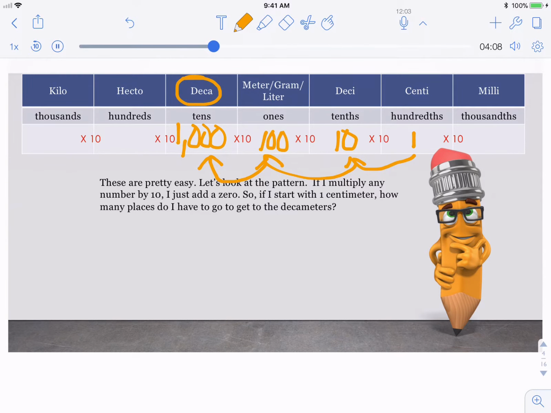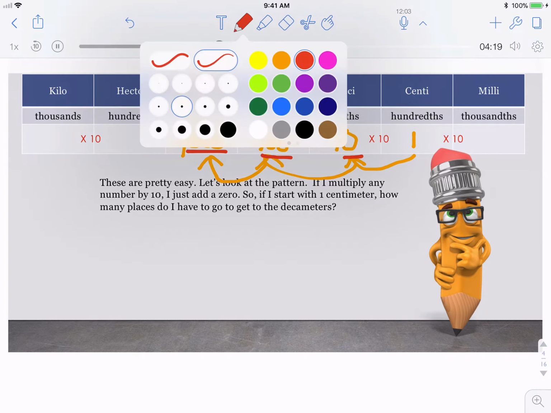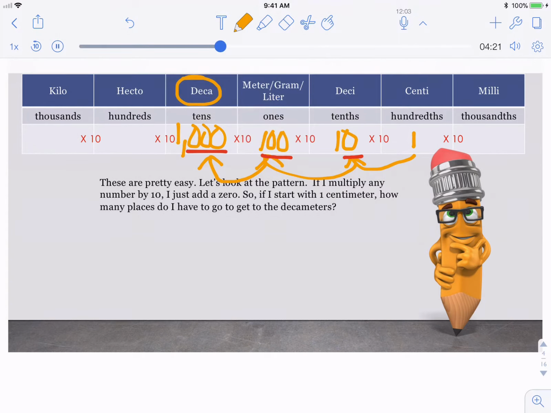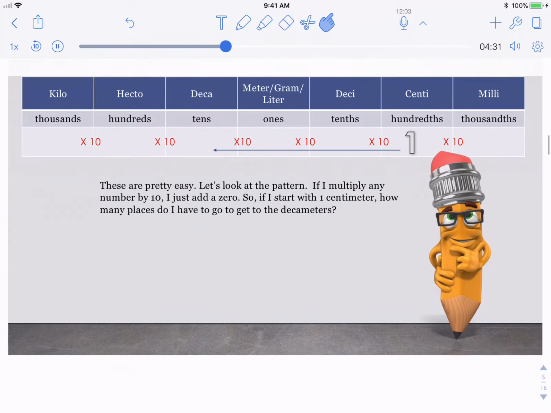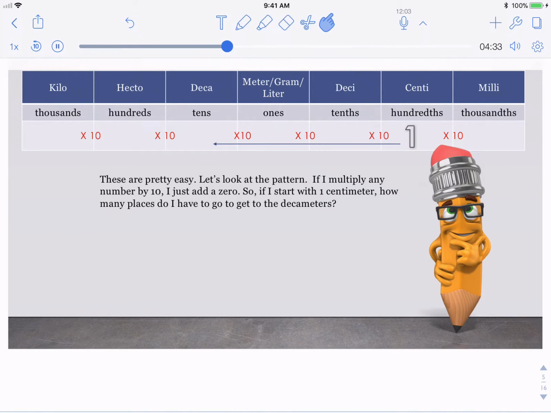1 decameter. How many places did I have to go? I had to go 1, 2, 3. 3 places. How many zeros do I have behind my 1? 3 zeros. These are pretty easy. Let's look at the pattern. If I multiply any number by 10, I just add 0. So if I start with 1 centimeter, how many places do I go to get to the decameter? 3 places.